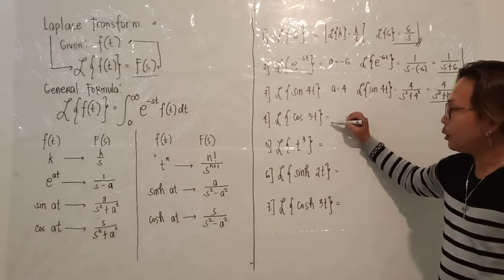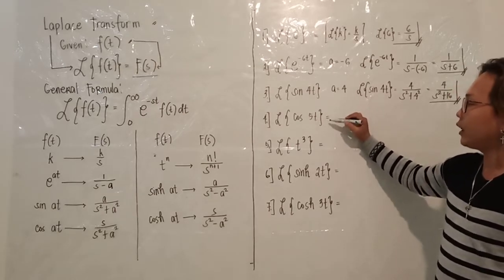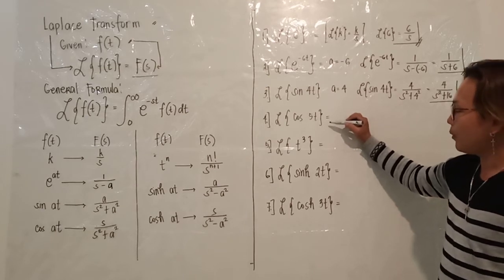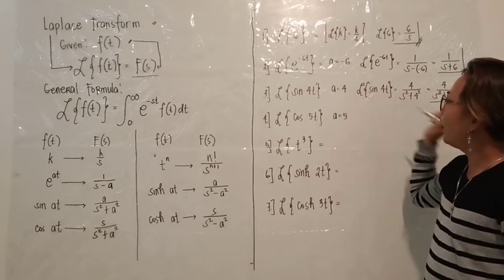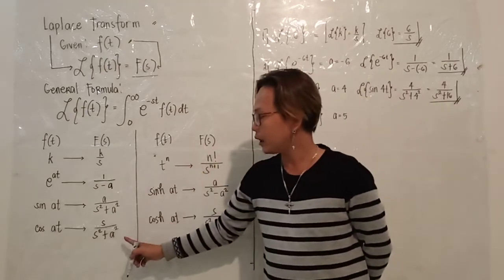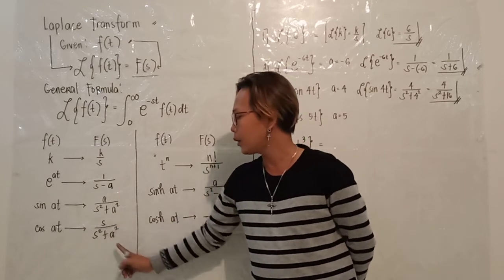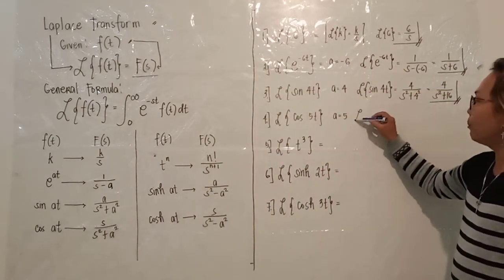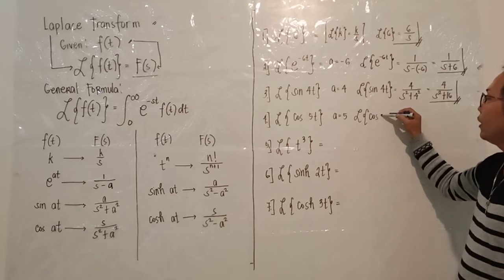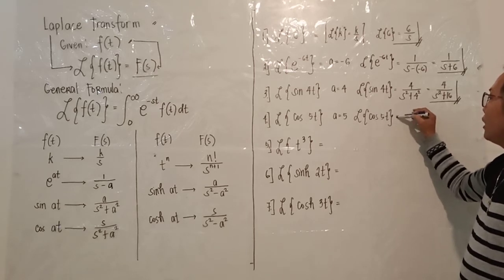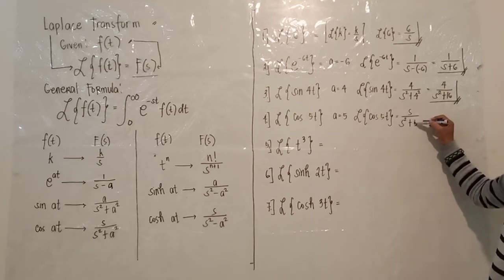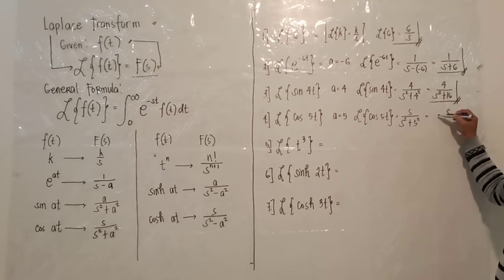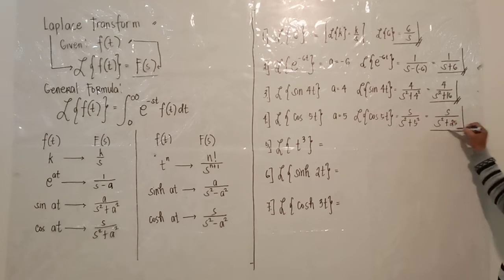Okay? Next, number 4. If you will have to find the Laplace transform of cosine 5t, identify first the value of a. The value of a is 5. Then under ng Laplace transform ni cosine, you will have s over s squared plus a squared. So the Laplace transform of cosine of 5t is simply s over s squared plus 5 squared. So this will be s over s squared plus 25.